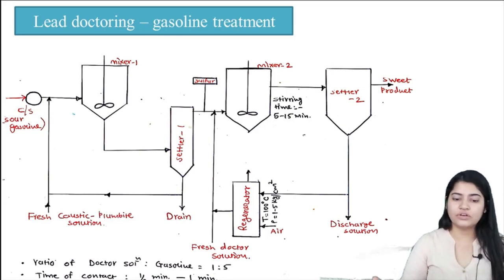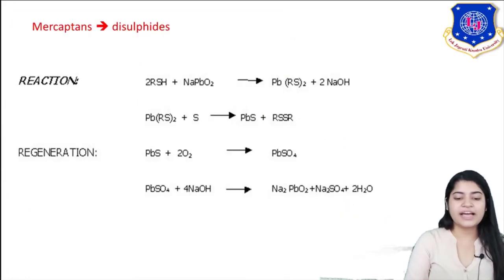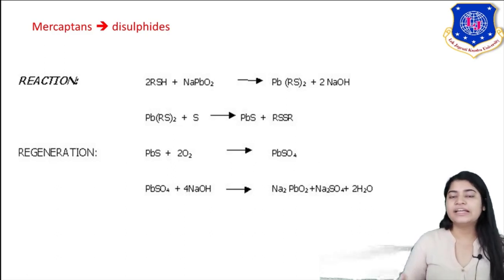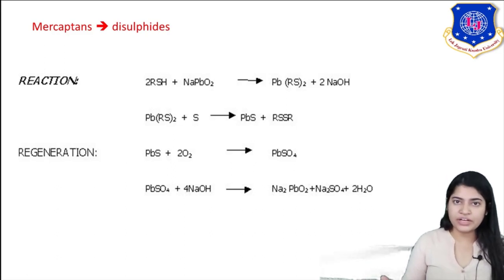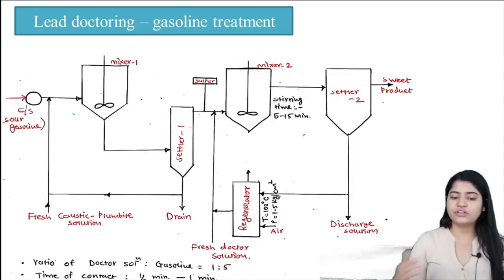Now your spent solution is sent to the regenerator where air is blown in. You can see the temperature is about 100 degrees Celsius and pressure is about 1 to 5 kg per centimeter square. So air is added here. In regeneration, the lead sulfide present in your spent solution reacts with oxygen and gives you lead sulfate. NaOH is already present in your spent solution, and that way you recover your sodium plumbate. This sodium plumbate is again recycled with the fresh doctor solution. So this is the method of your lead doctoring treatment. So the prime motive is what?